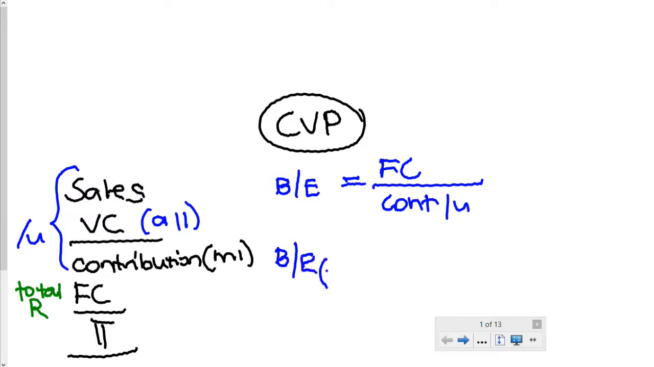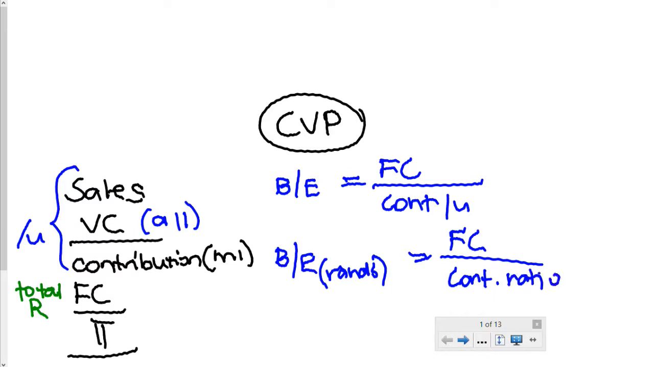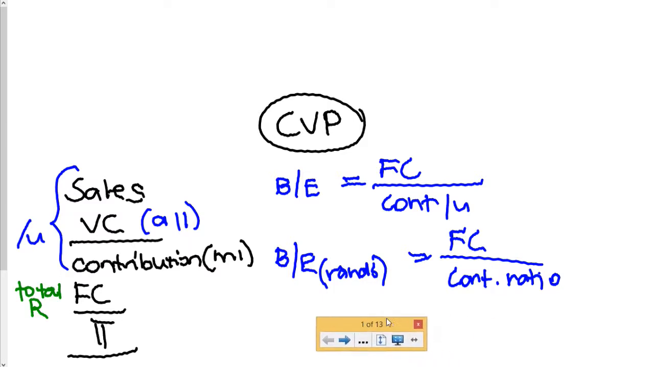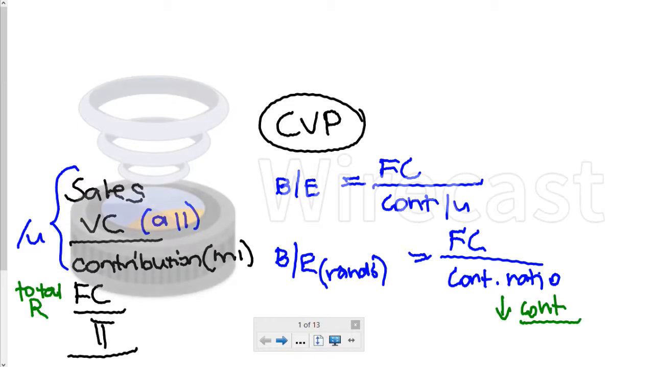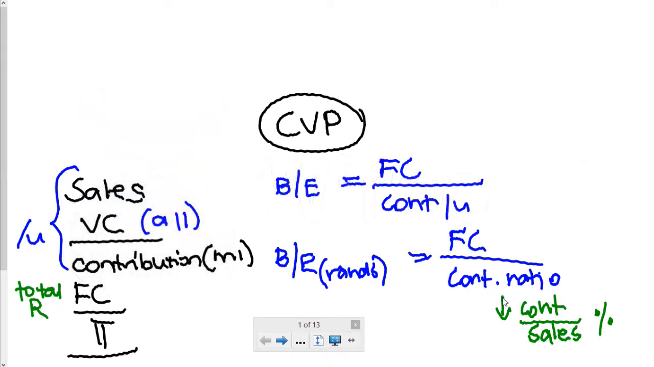So break-even is fixed costs over contribution per unit, or break-even in rands. Sometimes you don't get given units information in a question and you have to use break-even in rands, which is fixed costs over contribution margin or contribution ratio. This contribution ratio is contribution over sales. It's the percentage, like a gross profit percentage, isn't it? Or gross margin. Contribution ratio, contribution margin, sometimes it's called. And that will give you break-even in rands.